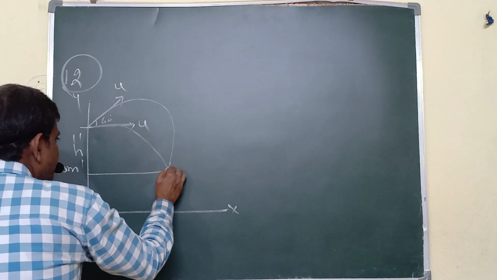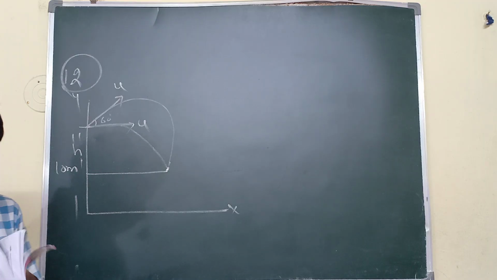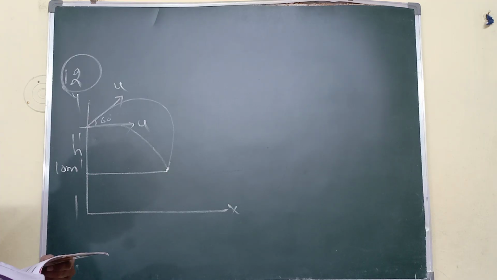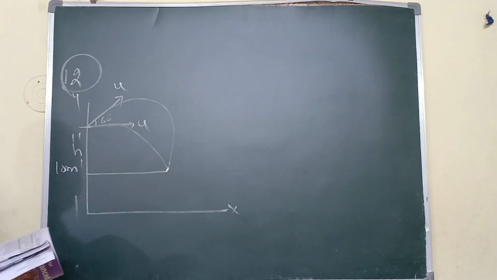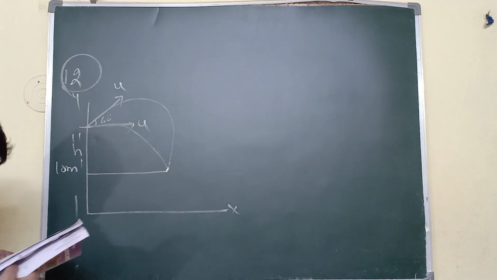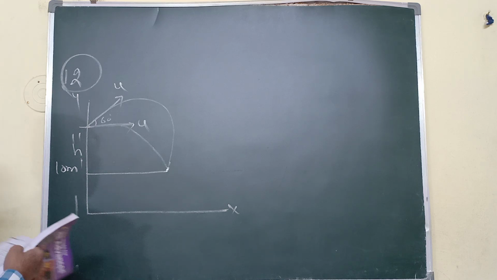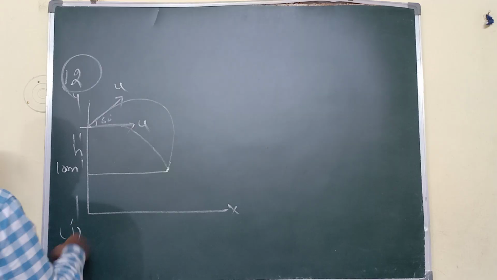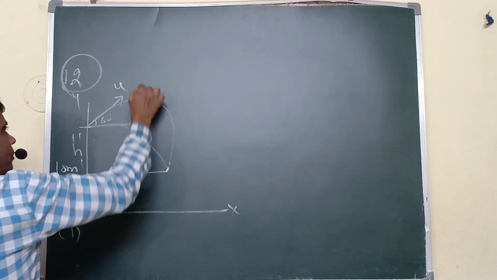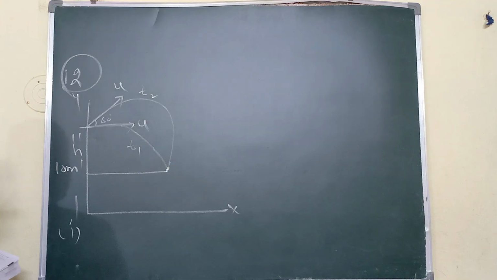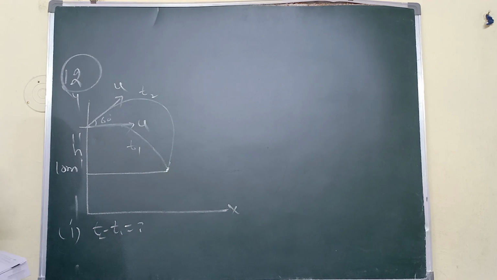So what is he asking first? What is the time interval between the two firings? Second, the coordinates: where it is meeting, that coordinate he is asking. So first, the time interval. This coming time I am taking t1, this coming time I am taking t2. Now what is the time interval? t2 minus t1. This is the first question.